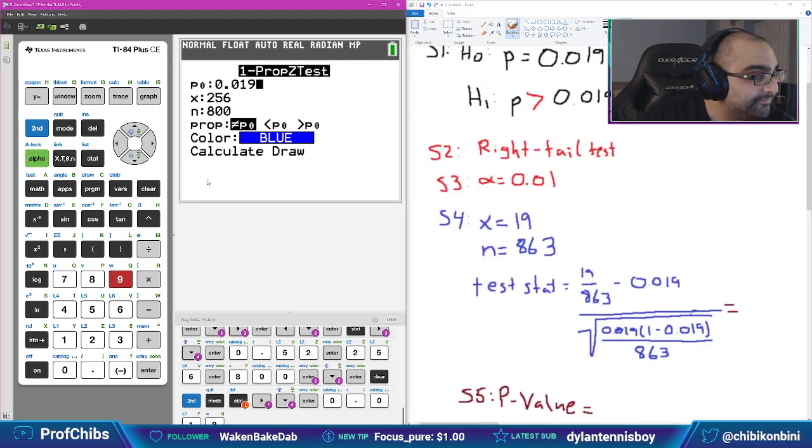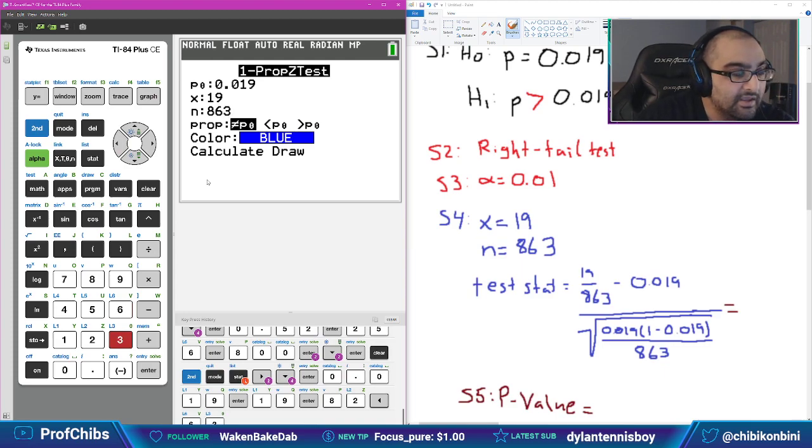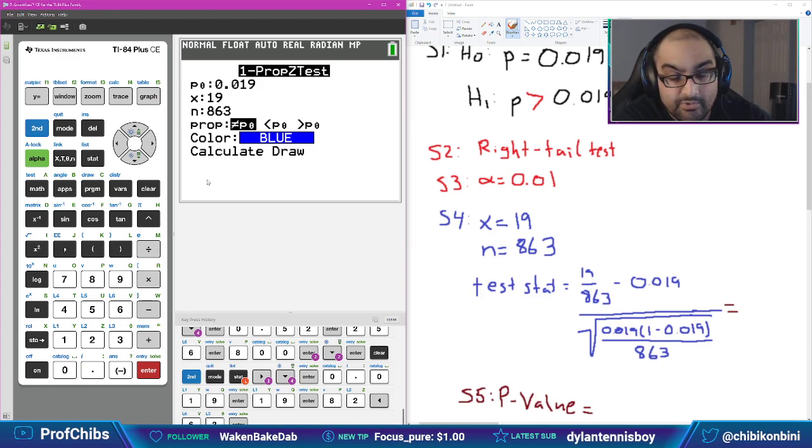Next, we have the two values we absolutely need, which are our x and n. Our x is 19, and our n here is 863. And now comes one of the more important parts, and why I would like you to do step 2 as a separate step.